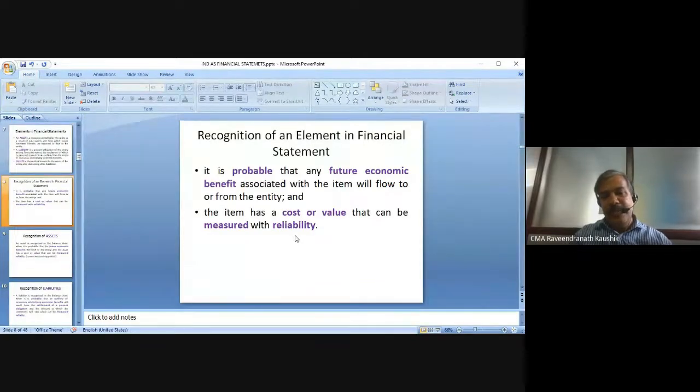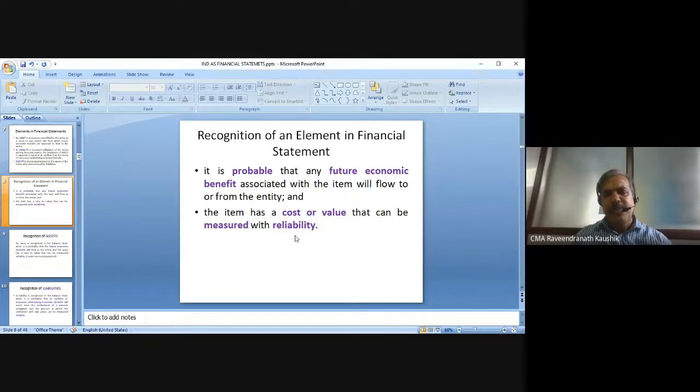So, what is the recognition of an element in a financial statement? How do you recognize? It is probable that any future economic benefit associated with the item will flow to or from the entity. This is where the going concern concept comes into the picture. They are relying more on this going concern concept here, and the item has a cost or a value that can be measured with reliability. So whatever I have highlighted in blue color needs to be kept in mind whenever you want to recognize any element in a financial statement. It can be an asset, a liability, income, expenses, expenditure, anything you want to recognize in your financial statement.